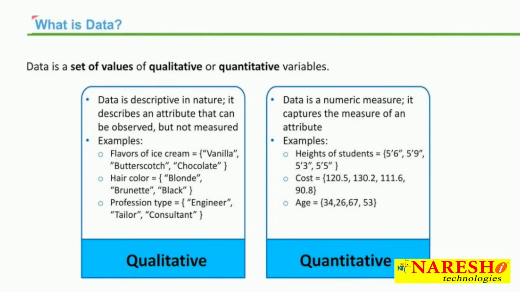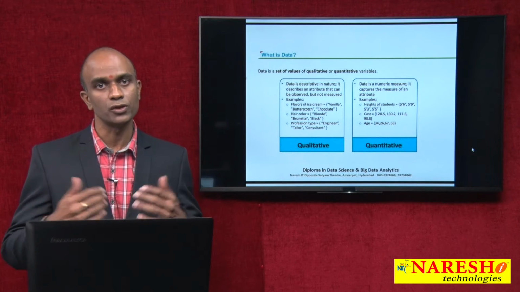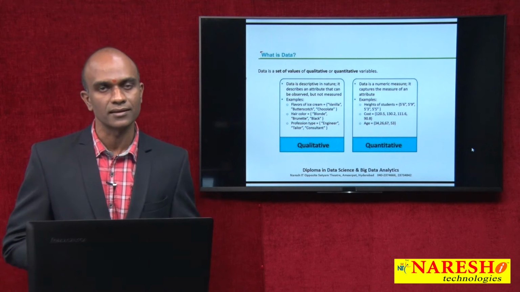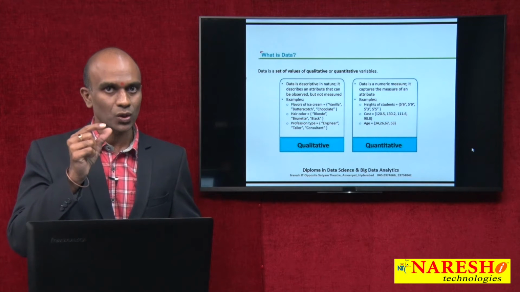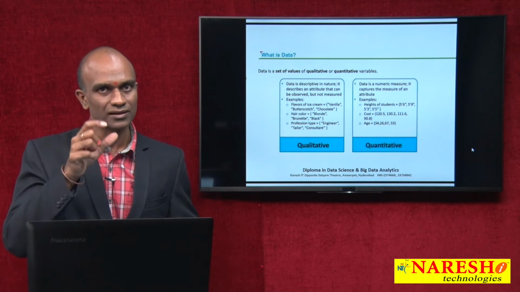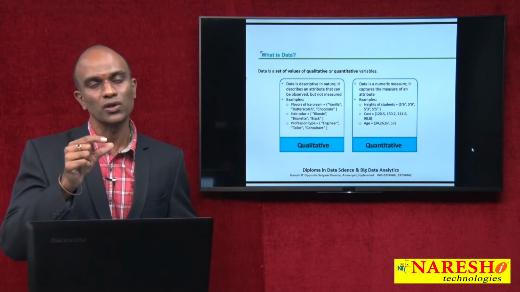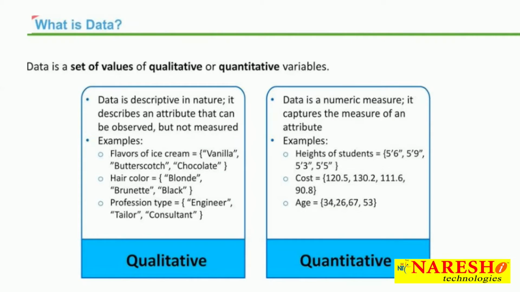Well, we have two kinds of data. One is qualitative data and one is quantitative data. Qualitative data: if you take an ice cream, you may have vanilla, strawberry, butterscotch and things like that, guys, okay? What we are doing is talking about the description. We're describing the ice cream. That is what is called qualitative data, guys, okay? It is descriptive in nature.